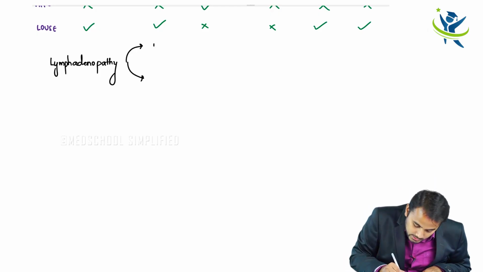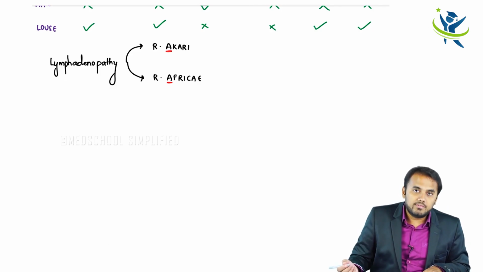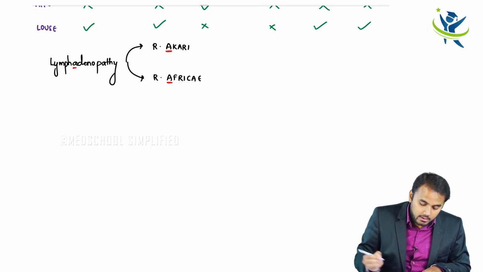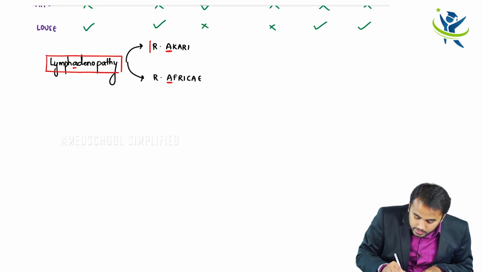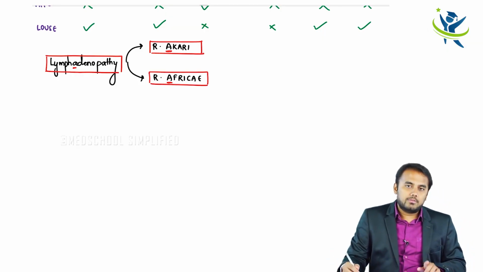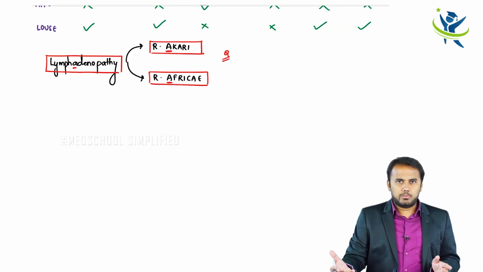One is called Rickettsia akari. The second one is called Rickettsia africae. So akari has an A, africae has an A, both of them cause lymphadenopathy. Adenopathy is also having an A, right? So remember this, lymphadenopathy is basically caused by Rickettsia akari as well as Rickettsia africae. These two things you have to keep in mind. This can be an MCQ, so you mainly have the MCQ points from this.